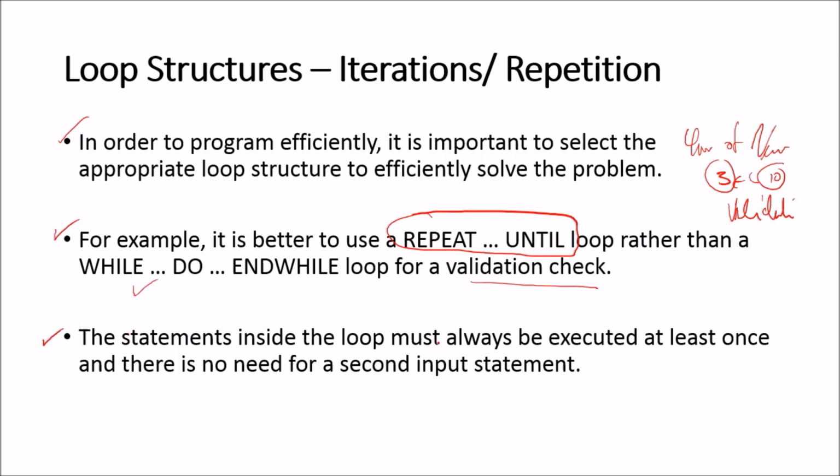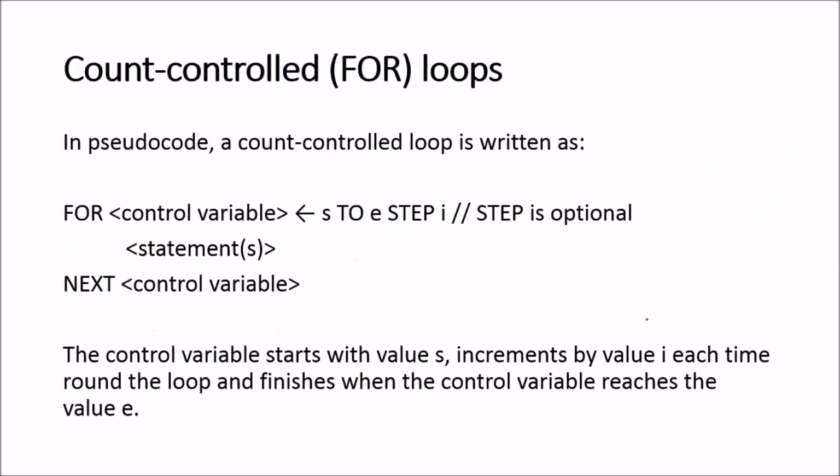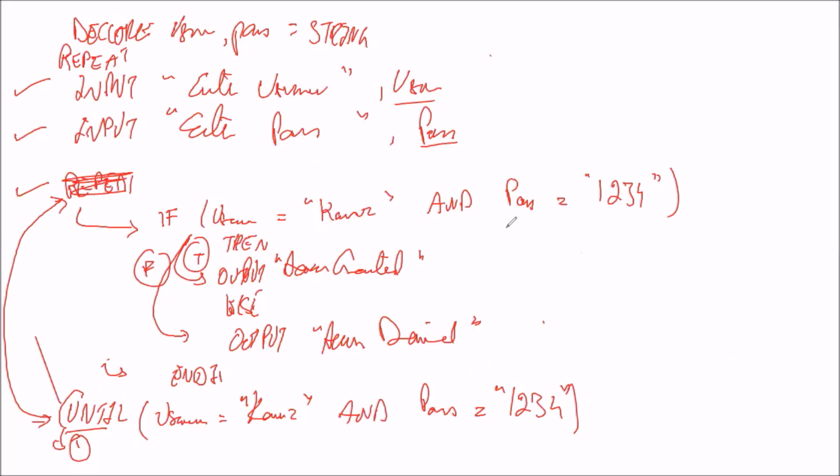The statement inside the loop must always be executed at least once. And there is no need for a second input statement. So with these loops, it will directly go inside the loop and will execute the statement. There's no other statement that needs to be done. So how is it going to work? Now this is your repeat until.